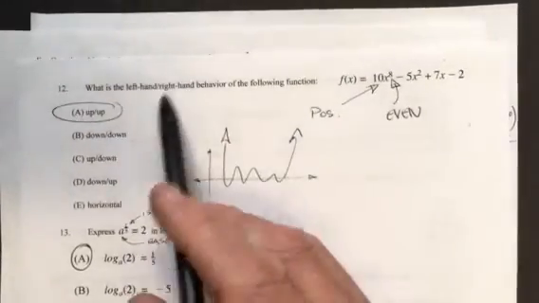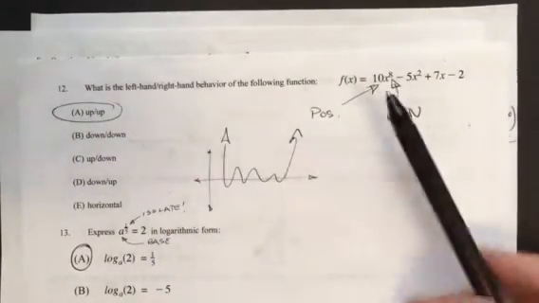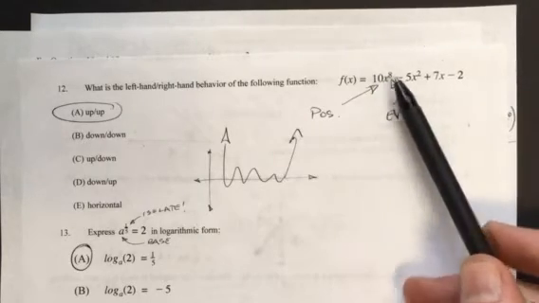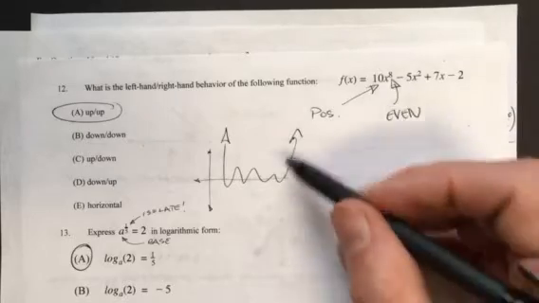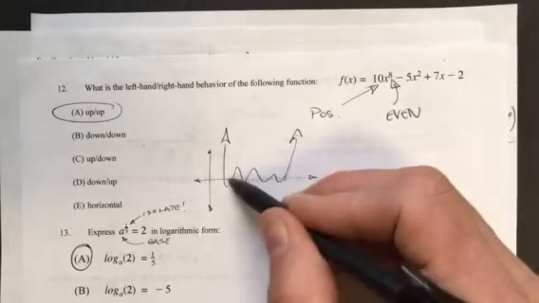12, what is the left-hand, right-hand behavior of the following function? That's even, so the arrows on right and left-hand side both go in the same direction. The default position is on the right, it goes up, so on the left goes up.